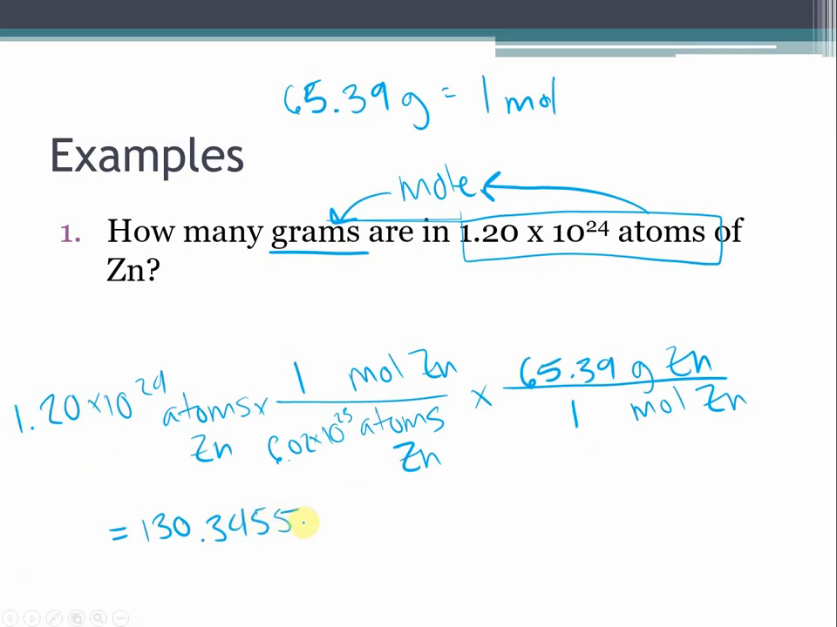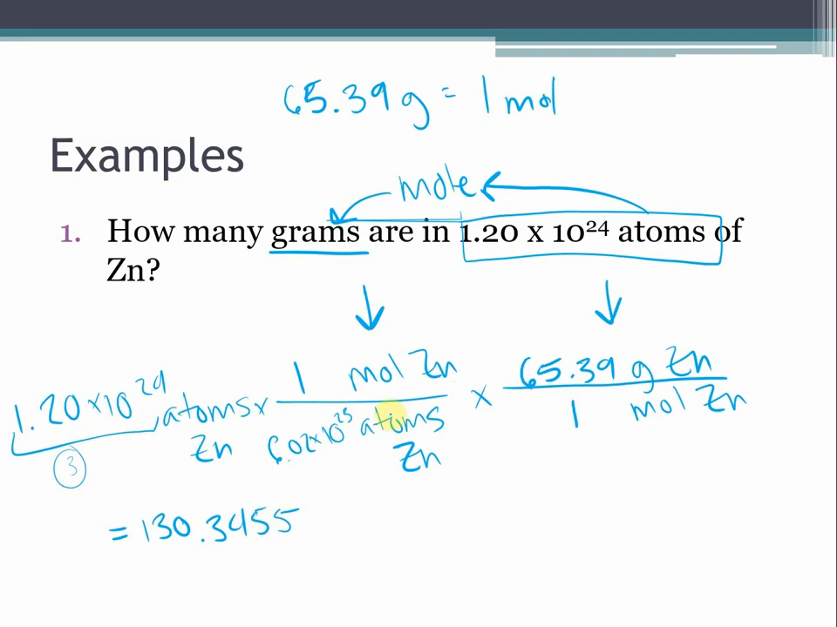We need to round this for significant figures. This fraction is a conversion factor. It doesn't matter for sig figs. This fraction is a conversion factor. Nothing in it matters for sig figs. The only thing that matters is this number right here. We started with 3 significant figures. We need to end with 3 significant figures.